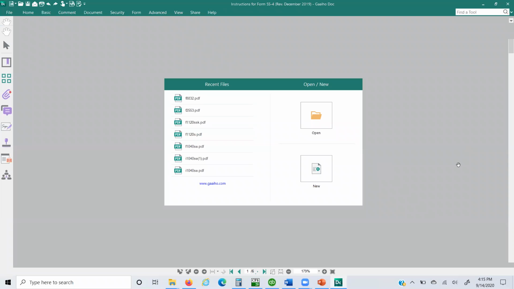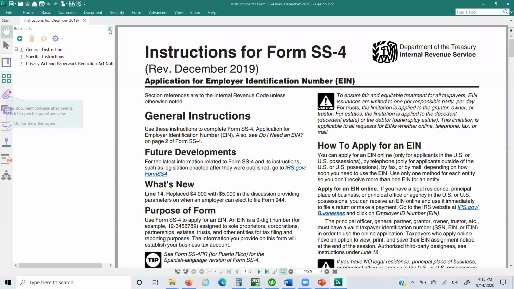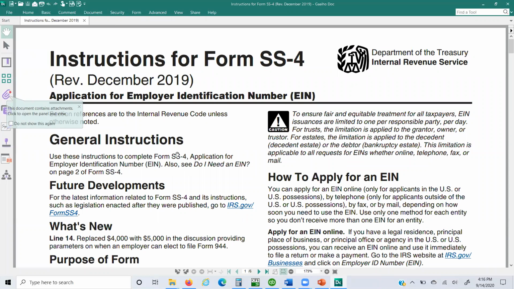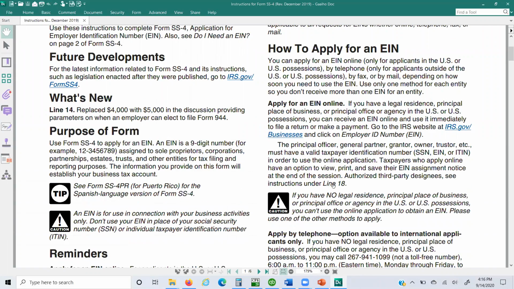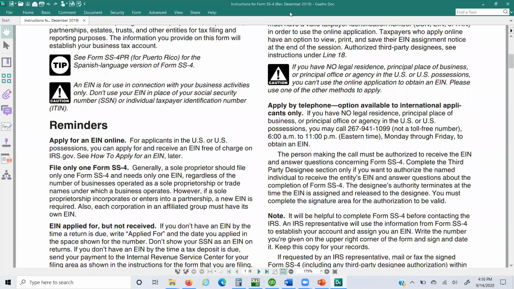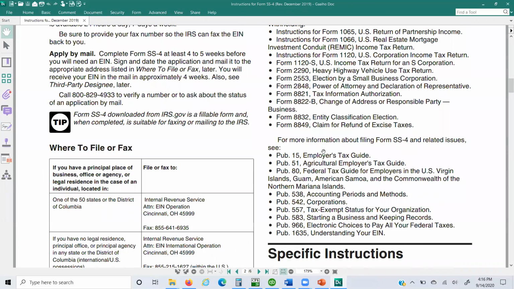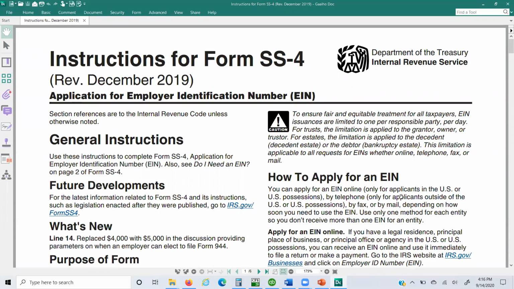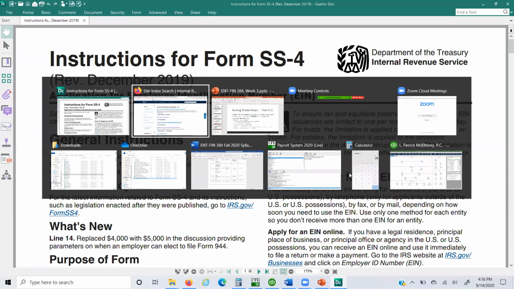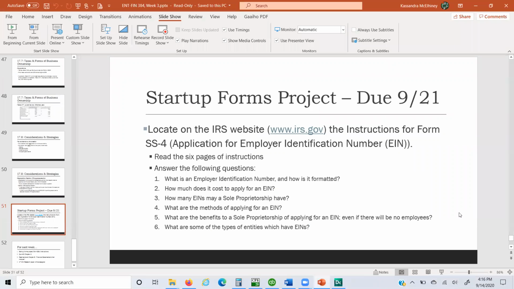It's a 6-page file that gives you some general instructions: how to apply for a federal ID number, what the purpose is, how you file, what kind of information is required, and whether there is a fee involved. This is all covered in the instructions. So what questions need to be answered? After you read the 6 pages of instructions, we just need to answer the following 6 questions.